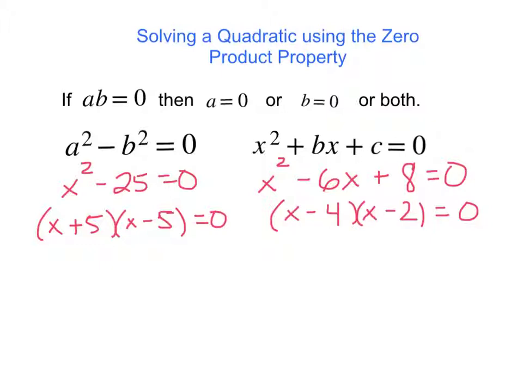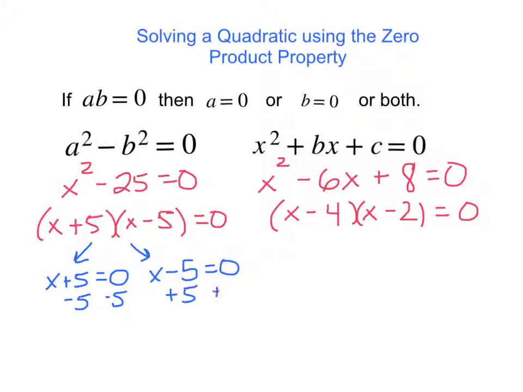So again, that zero product property. Right now what I have is A, which is this first parentheses, times B, and it equals 0. So what I'm allowed to say is that I can separate these out. X plus 5 equals 0, and x minus 5 equals 0. And I have these two equations that I can now solve by using my simple properties of equality. So this one's x equals negative 5, and this is x equals positive 5. And the solutions for that equation are positive and negative 5.